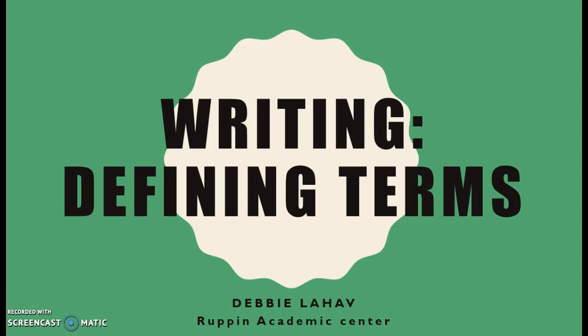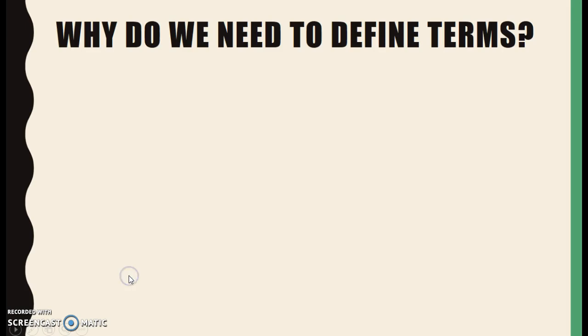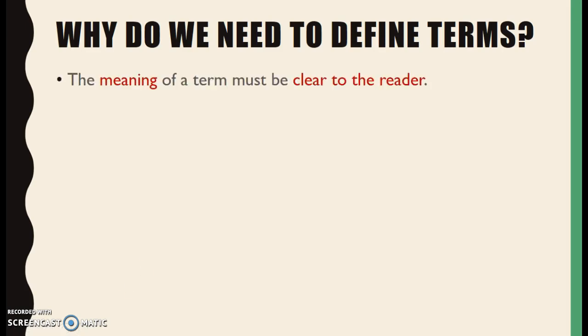Often when we read, we're looking for and paying attention to definitions of terms. So when we write, there are many reasons that we need to also define the terms that we use in our writing. So how do we do that? Why do we do that? Well, first of all, why do we need to define terms? Most importantly, the meaning of a term must be clear to the reader. If the reader doesn't understand the term, then whatever you're writing about is not going to be clear.